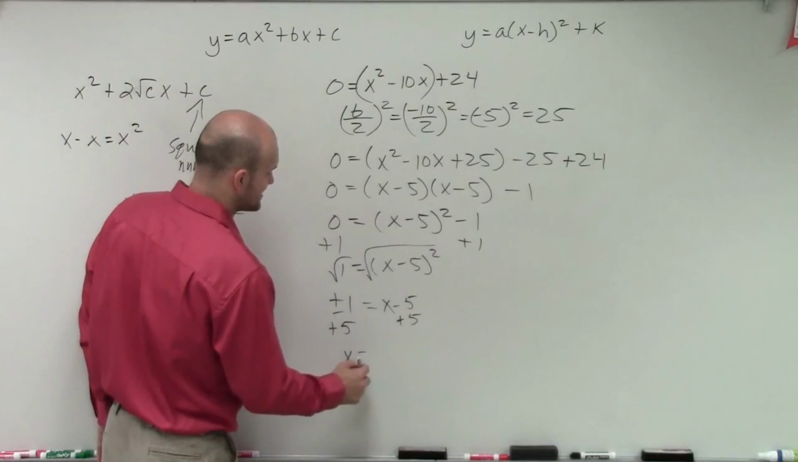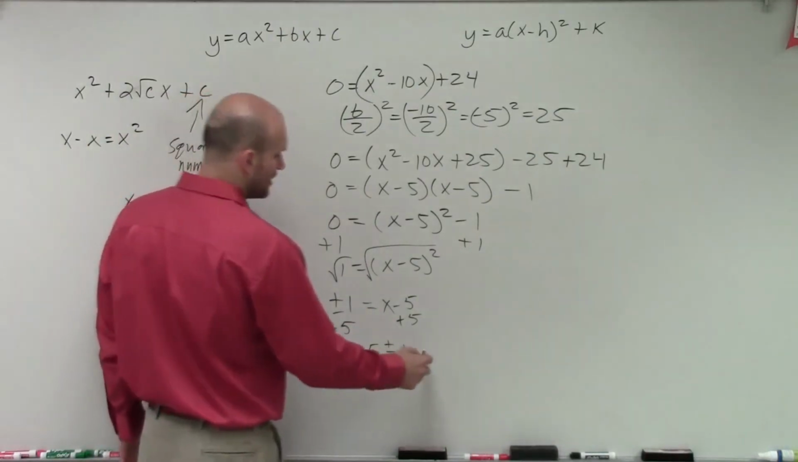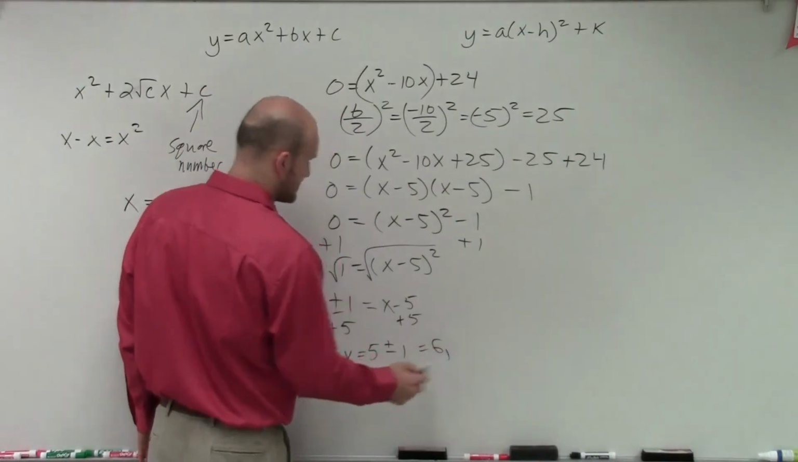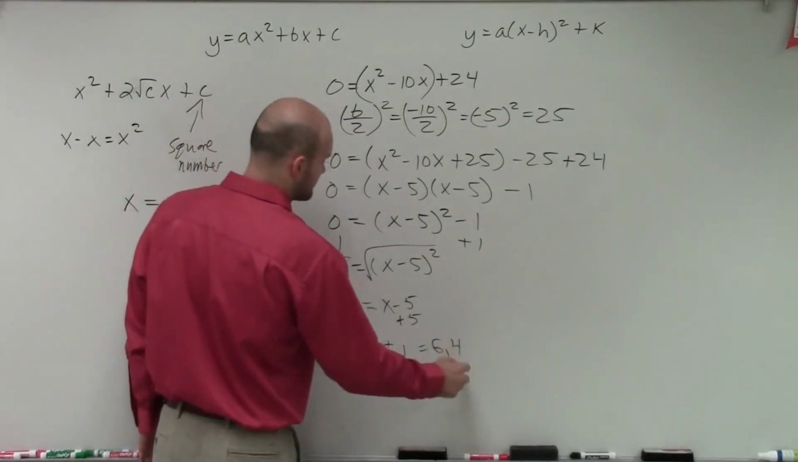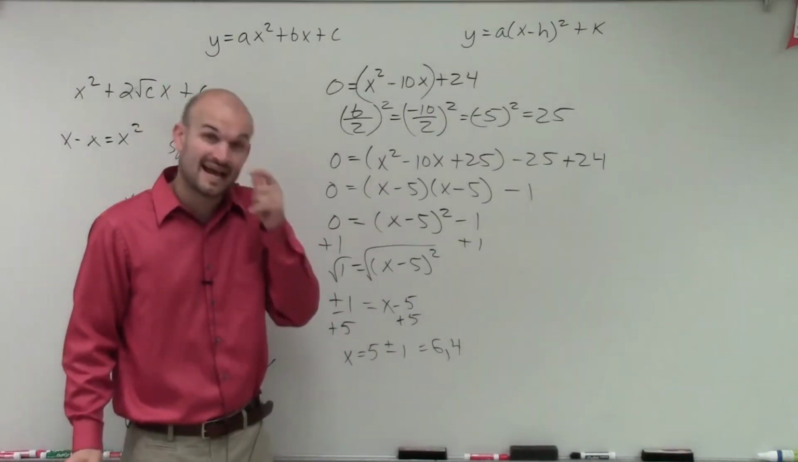So my answer is x equals 5 plus or minus 1. Well, 5 plus 1 equals 6, and 5 minus 1 equals 4. So therefore, my two solutions are x equals 6 and 4.